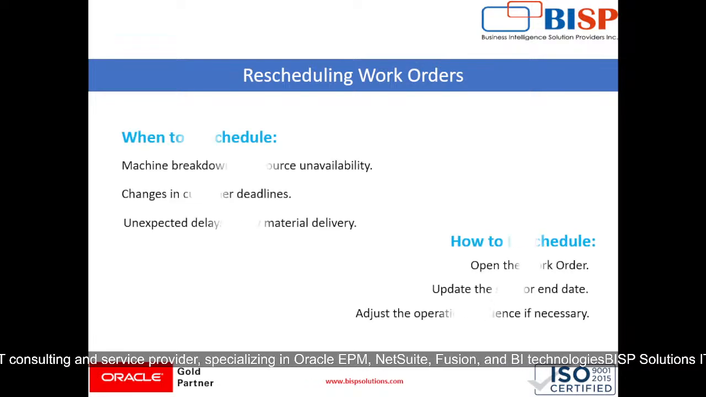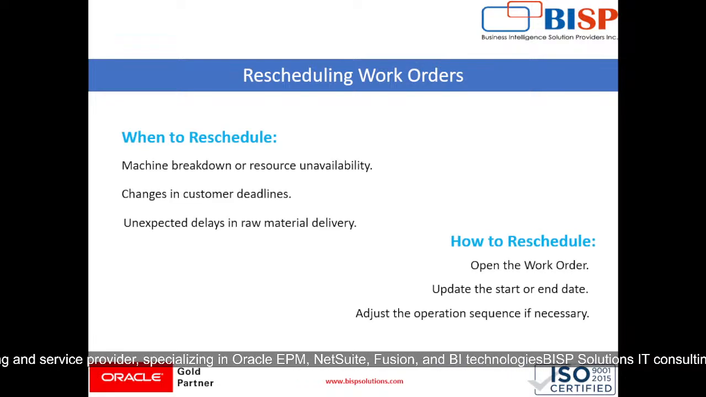Then comes rescheduling work orders. So when to reschedule? If there is a machine breakdown or resource unavailability, changes in customer deadlines, and unexpected delays in raw material delivery, then we can reschedule. And how to reschedule? We have to open the work order which we have made for that particular raw material. Then we have to update the start or end date, and then adjust the operation sequence if necessary.